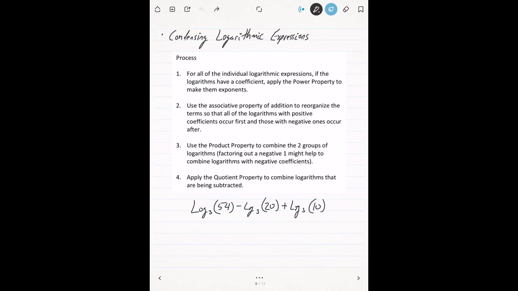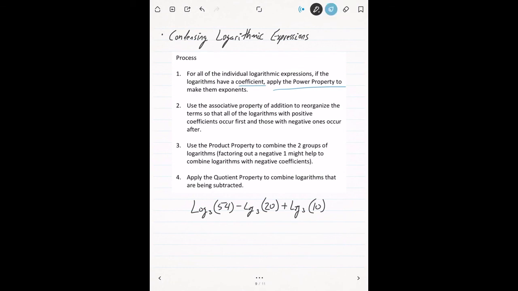Let's review the process. For all of the individual logarithmic expressions, if the logarithms have a coefficient, apply the power property. If there's a coefficient, meaning a number out front of the logarithm, we said before, that came to us because we had an exponent. So remember, if I had something like log x to the 5, I wrote that as 5 log of x. So if you saw any numbers out front here, you would know, those were exponents. So we could put those back as exponents.